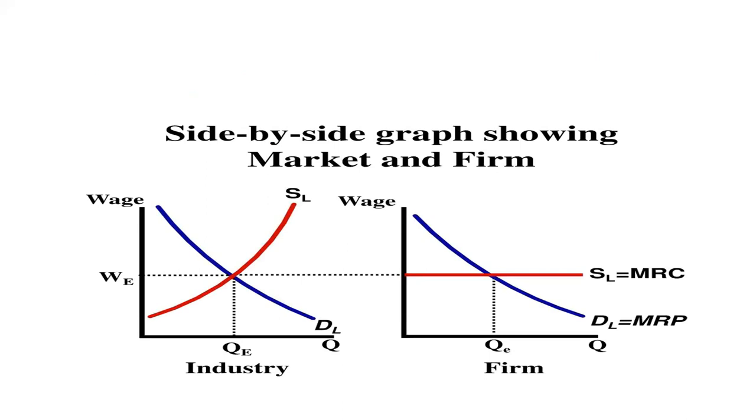And then in the firm, it's a wage taker. So supply equals MRC really equals wage. So all three of them. And MRC is marginal resource cost, also sometimes called marginal factor cost. So it's the additional cost for an additional worker. And then you have downward sloping demand and MRP, which is marginal revenue product. That's the additional revenue for an additional worker, okay?